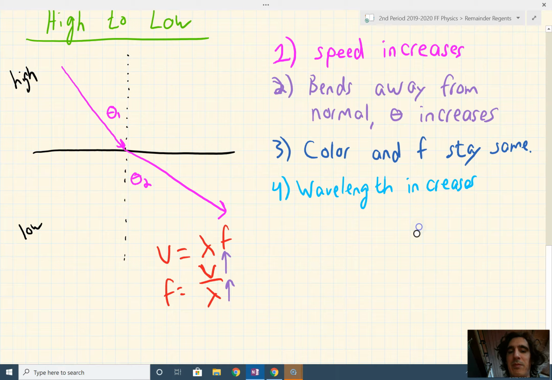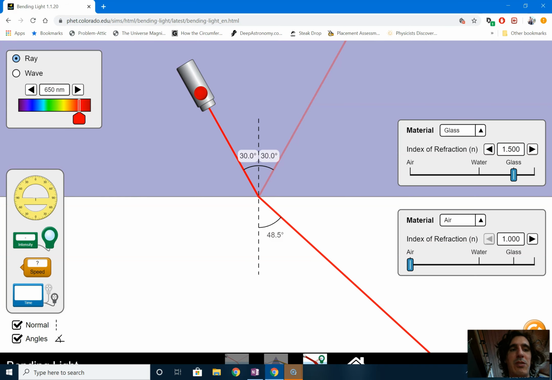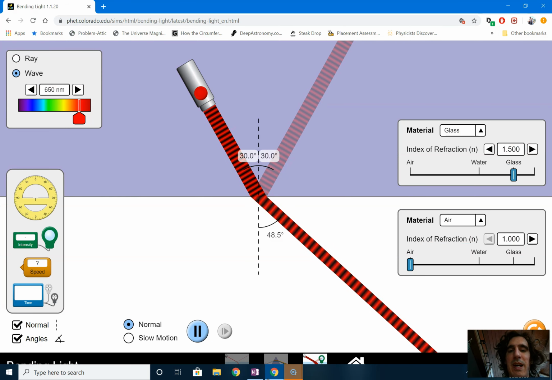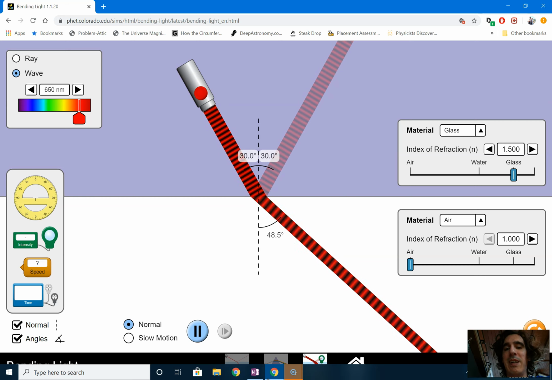And we can look at it just to double check. We'll treat it as a wave. As it enters the new medium, we can see that the wavefronts get farther apart, which means that the wavelength increases.